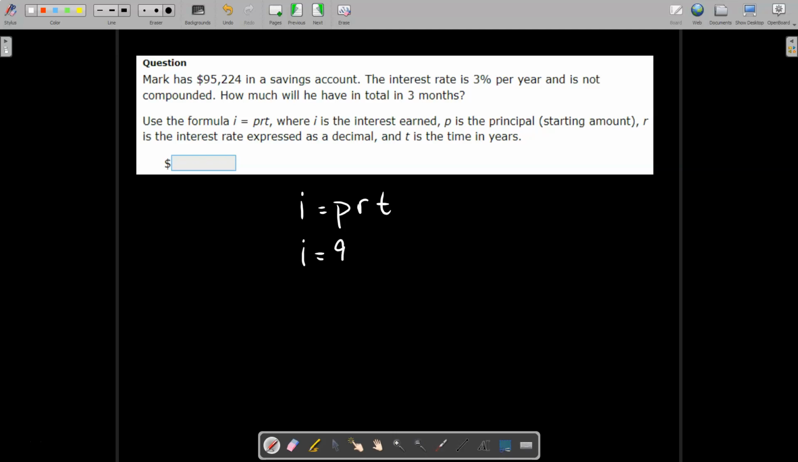Our principal is $95,224. We're going to multiply that times the interest rate, which is 3%. So let's move that decimal over 1, 2 places. We're going to put a placeholding 0 in there. So we're going to have 0.03 for 3%.